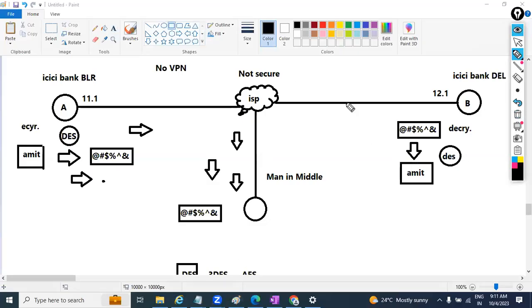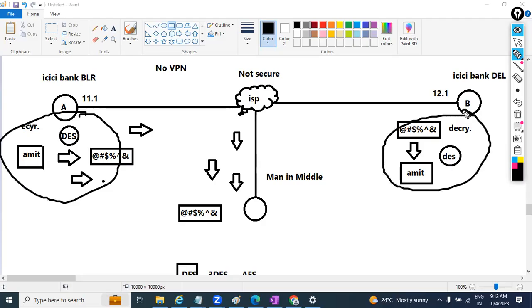So see, this is DES. First of all, Amit converted the text into ciphertext with the help of DES. This encrypted data reached the other side. Now decryption would happen with which algorithm? DES. The reason is it must be the same, and now we got the data here. Now, as a student, I'm asking, up to here it's clear or not? This fundamental is clear, I hope.